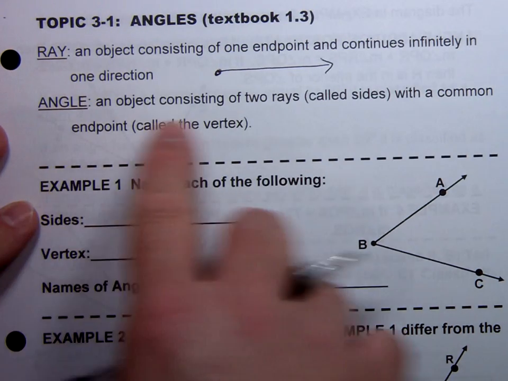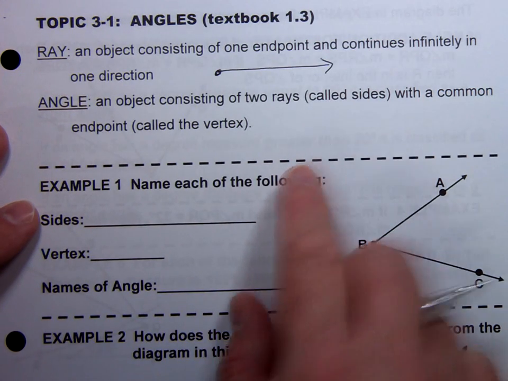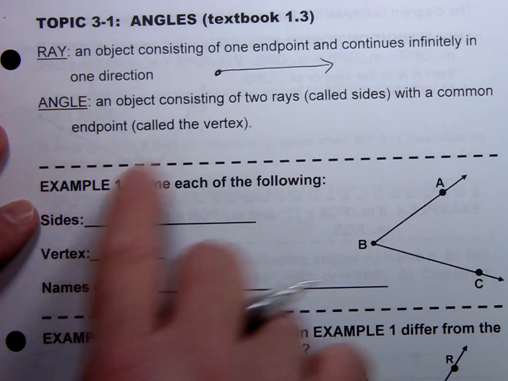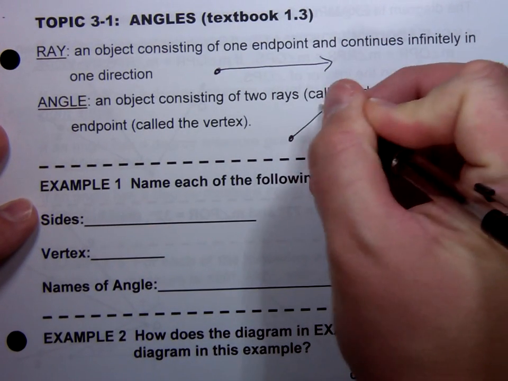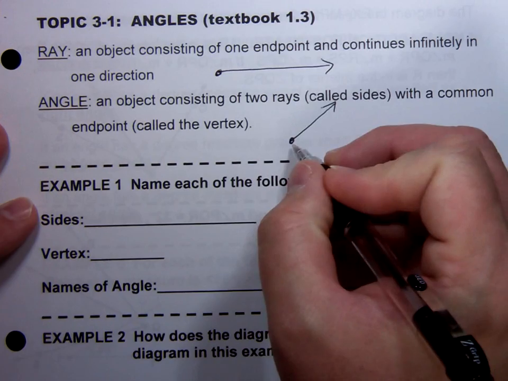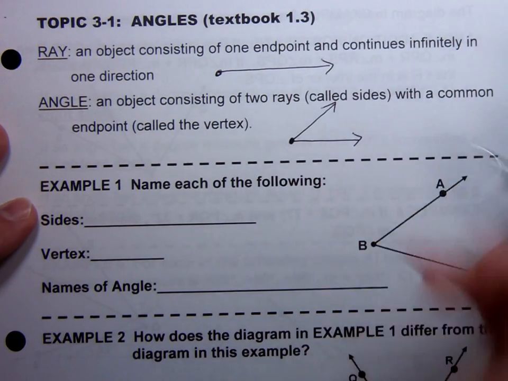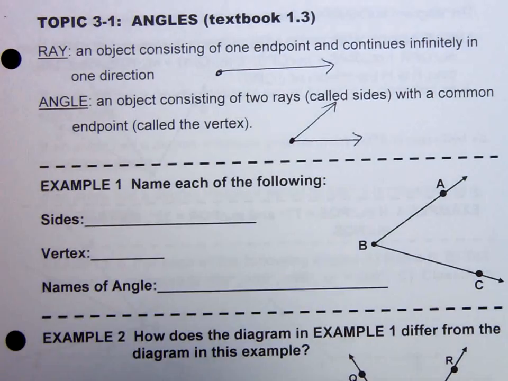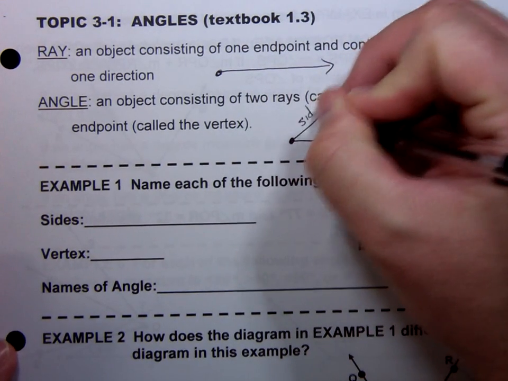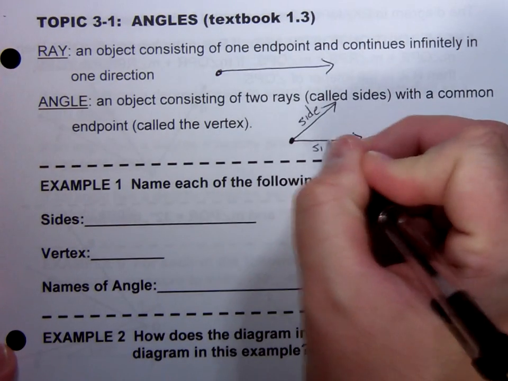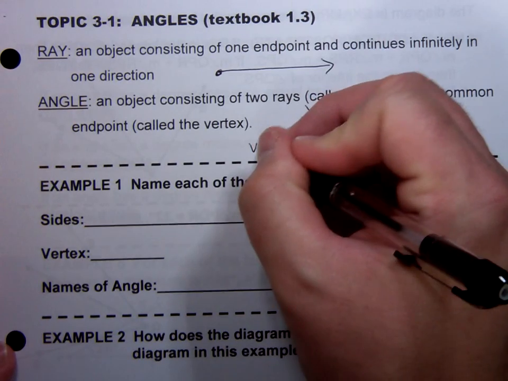An angle is an object consisting of two rays. Those rays are called the sides of the angle, with a common endpoint, and that endpoint is called the vertex. So if I have one ray here, another ray that has a common endpoint, so it starts from the same endpoint, those two rays together create an angle. And remember, the rays are the sides, so this is a side and this is a side, and then that common endpoint is called the vertex.